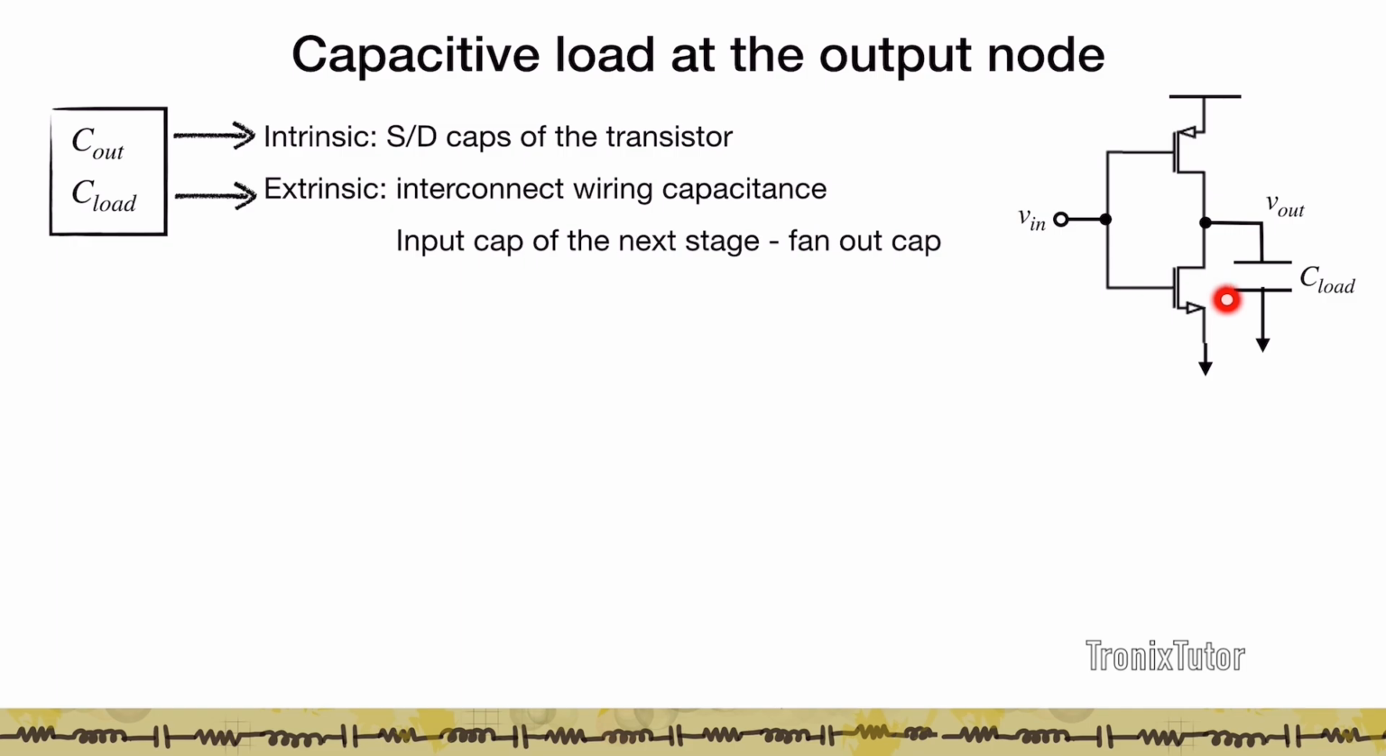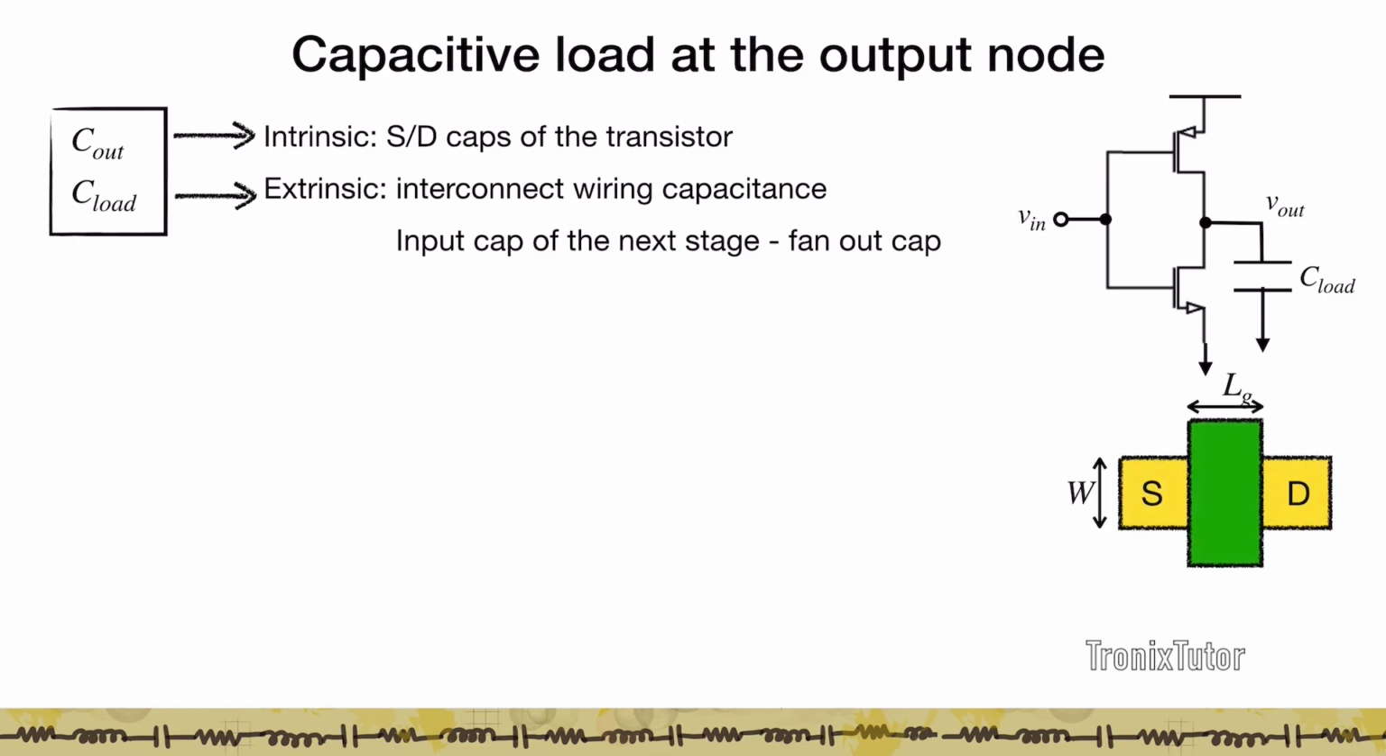The extrinsic component of this capacitor is determined by the wiring capacitance at this node. Suppose I've connected an interconnect or a wire to this node, the capacitance of that wire contributes to this load capacitance. Also, if I've connected multiple gates to the output of this gate, then the input capacitances of all those gates essentially fall as a part of the capacitance at the node, and this is known as a fanout capacitance.